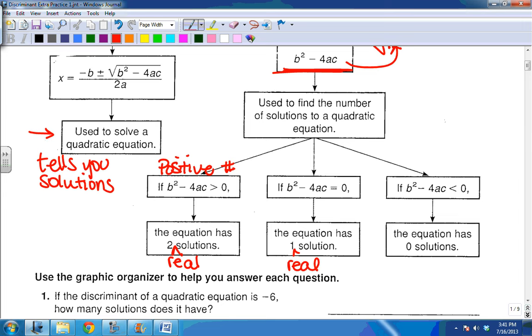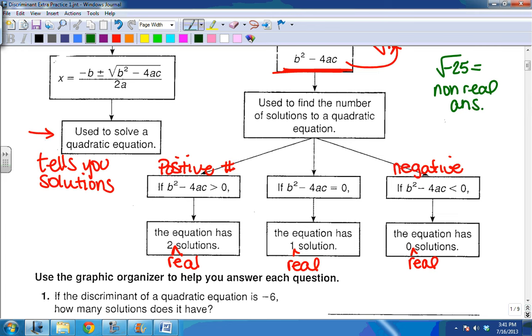The third scenario is when you have a negative number under the square root. That is when your b squared minus 4ac is less than 0. So I'm going to write negative. That's when it has 0 real solutions. It has solutions, they're just not real numbers. They're not numbers you've been able to work with. If you try to type the square root of a negative 25 into your calculator, you're going to get the error message, non-real answer. That doesn't mean there is no answer, it just means that it's not real.